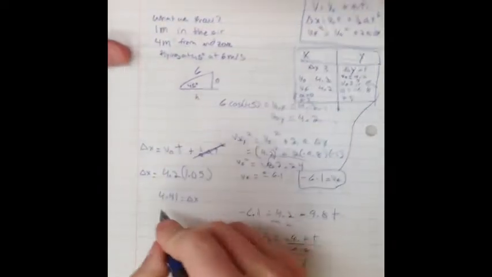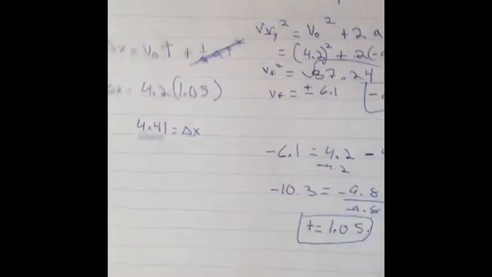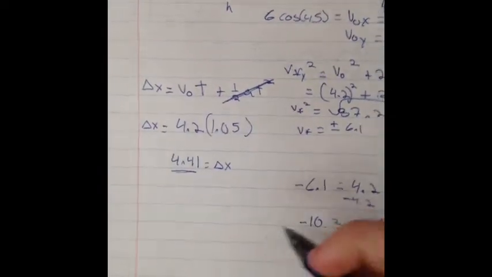And so the answer to the question is, did he land more than 4 meters away? And yes, he did. He landed 4.41 meters, which means it was a touchdown. Dolphins win the Super Bowl.